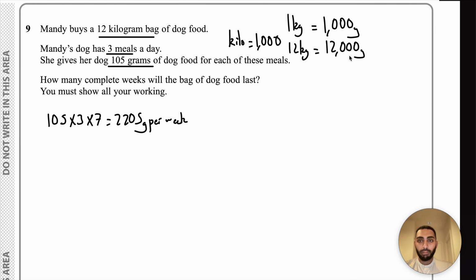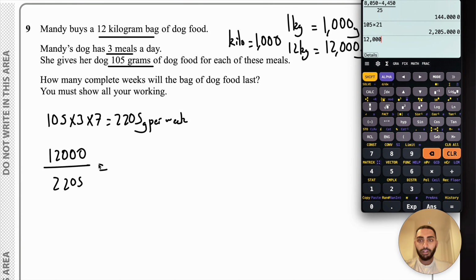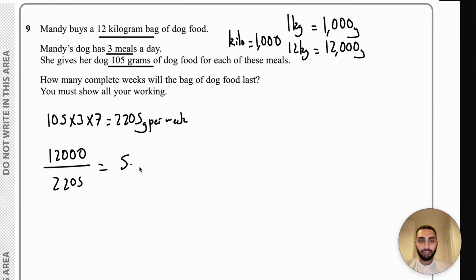And altogether, the bag is 12,000 grams. So we just divide this number by this number. 12,000 divided by 2,205. And this will tell us how many weeks it is. And we want the complete weeks. So we'll write this answer first, but we need to round it down. So it's 5.442. We want complete weeks. We want to write 5 as our answer.